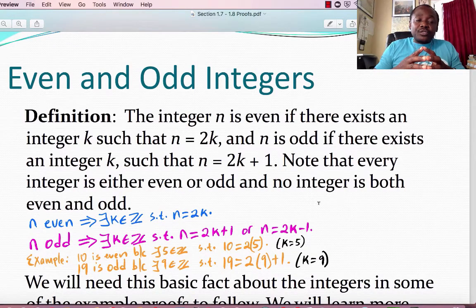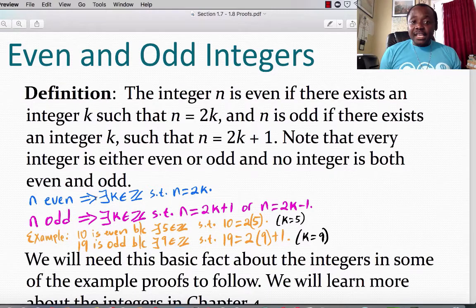Before we hit direct proofs, we need a few definitions. Number 1, what is an even number? What is an odd number? As we move forward, we will define what a prime number is, what a rational number is. But for right now, let's concentrate on even and odd numbers. We need a formal definition of an even number, and we need a formal definition of an odd number. So right here, an integer is even if there exists another integer k such that n equals 2 times k.